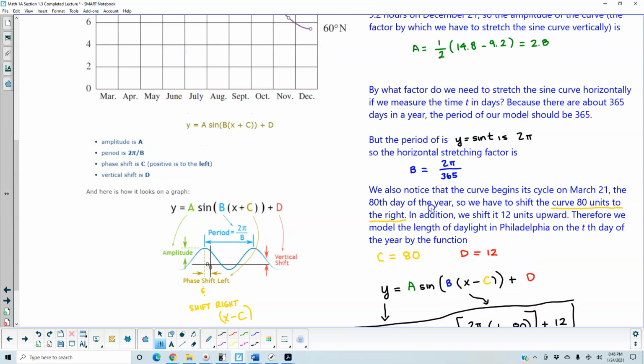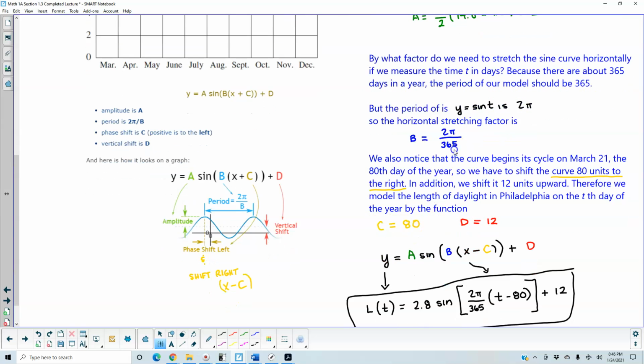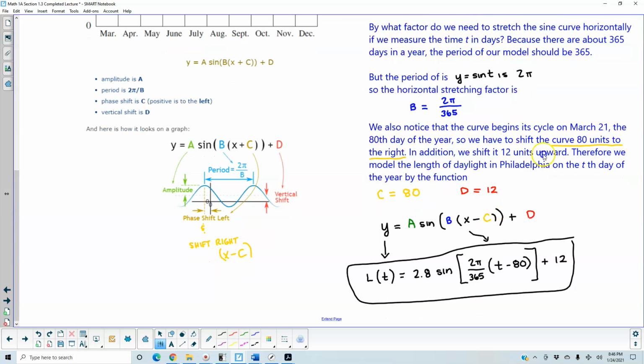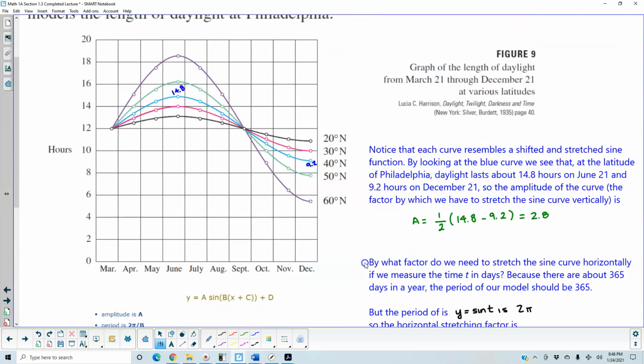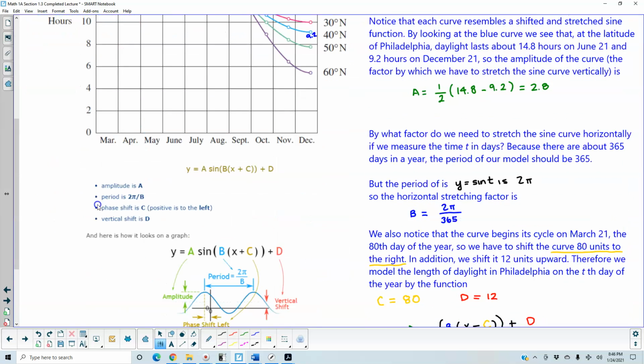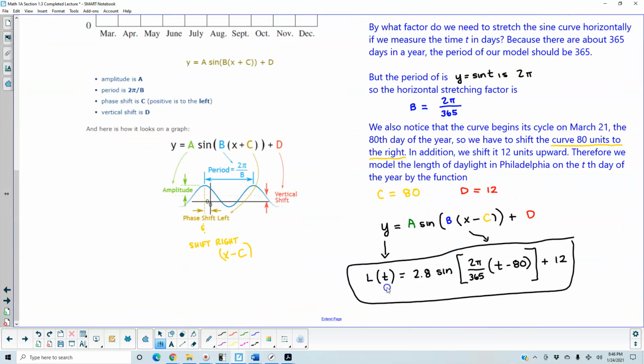We know the value of b represents 2 pi over 365. We know that c is equal to 80, and we know that d is equal to 12. Now again, because this is shifting to the right, then this means that we're going to have y is equal to a times the sine of b times x minus c plus d. But we need to write this in terms of our latitude and the time. So we have L of t, which is equal to 2.8 times the sine of 2 pi over 365 times t minus 80 plus 12.